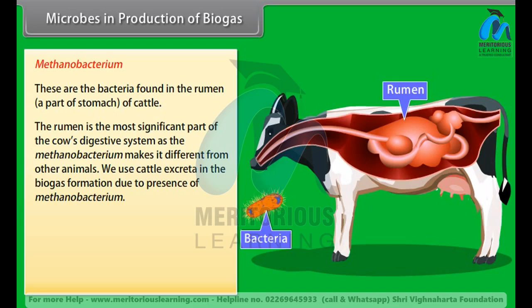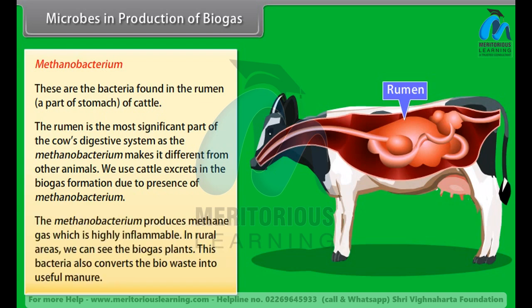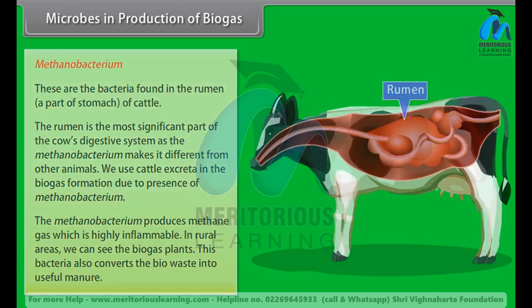The rumen is the most significant part of the cow's digestive system, as the methanobacterium makes it different from other animals. We use cattle excreta in the biogas formation due to presence of methanobacterium. The methanobacterium produces methane gas, which is highly inflammable. In rural areas, we can see the biogas plants. This bacteria also converts the biowaste into useful manure.